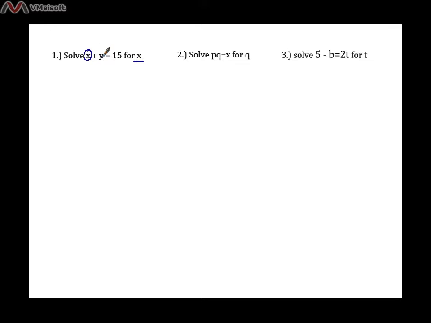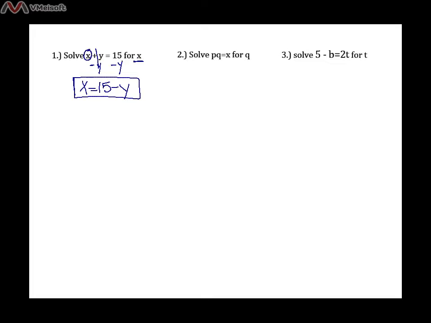So we need to get rid of it. Since it's plus y, we're going to subtract y from the left, subtract y from the right. Positive y minus y, since they're opposites, go to 0, and we're left with x equals 15 minus y. And we're done because we cannot combine because they're not like terms.